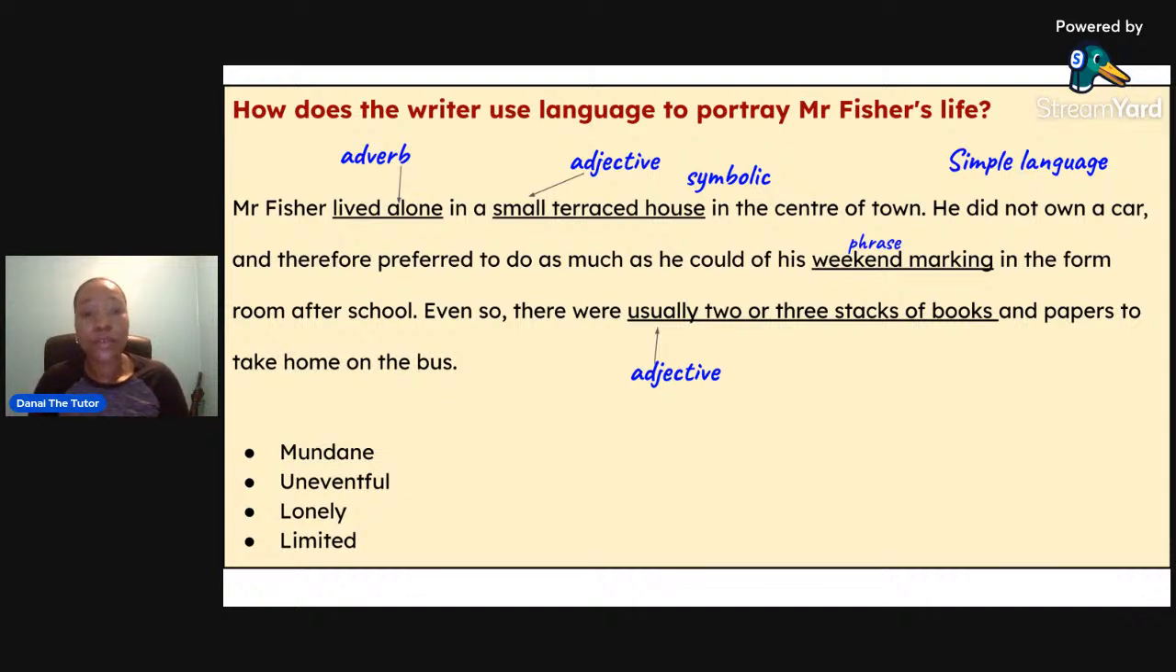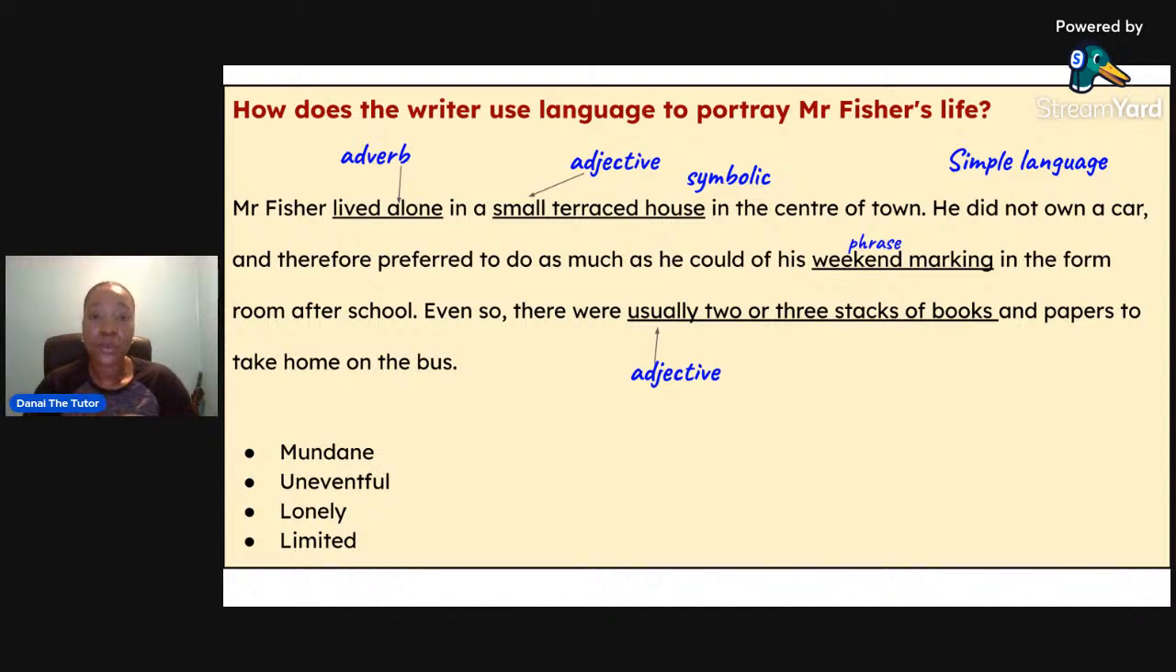So for example, the adverb alone, the adjective small. I'm also thinking there might be some symbolism with this small terraced house. The phrase weekend marking, the adjective usually, usually 2 or 3. I think it's adjective or adverb. So I think I meant to say adverb for that one. So there's always something in terms of language. If there are words, there is a language technique.